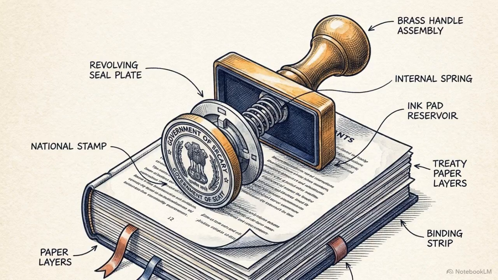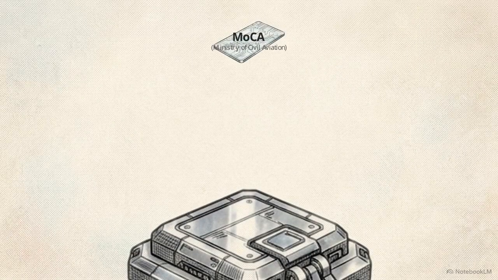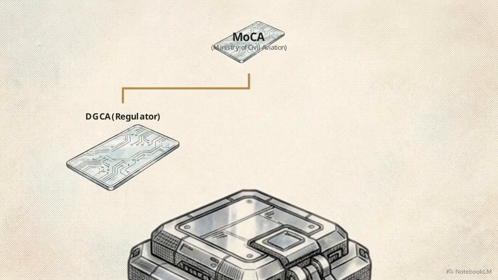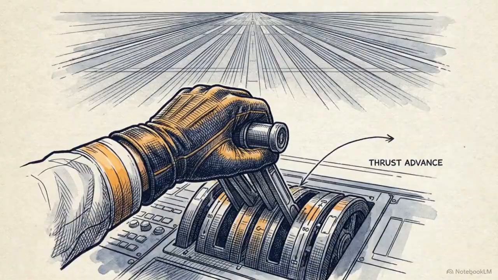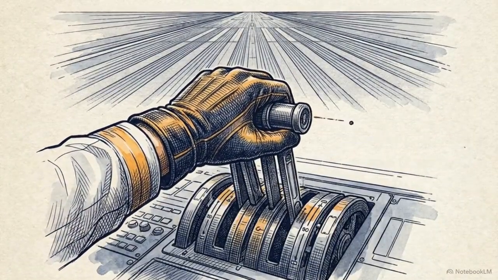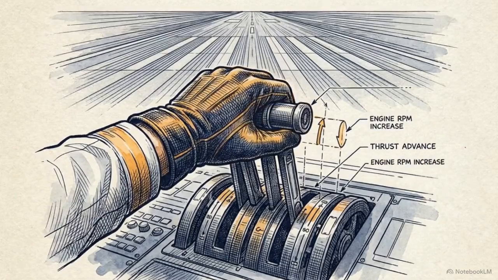These global treaties are only enforceable through national agencies. In India, the Ministry of Civil Aviation is the ultimate authority, formulating policy and administering the Aircraft Act of 1934. The DGCA acts as the regulator, translating ICAO annexes into local civil aviation requirements. They are responsible for registering aircraft and licensing pilots and maintenance engineers. The Airports Authority of India is the operator. They manage the nation's airports and provide the air traffic services and navigation aids required for flight. Chicago provides the international theory, but the DGCA provides the rules you are legally bound to follow in Indian airspace.